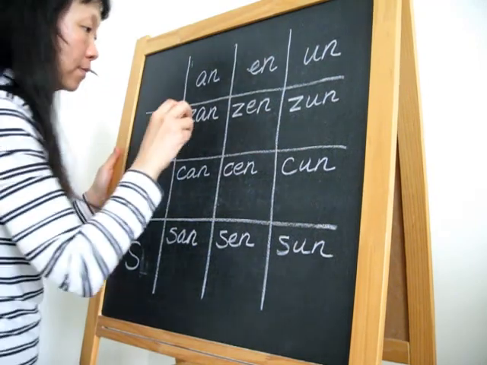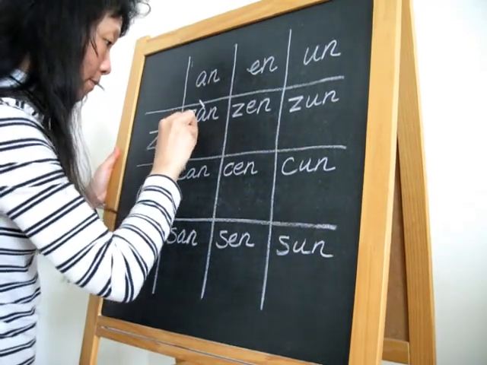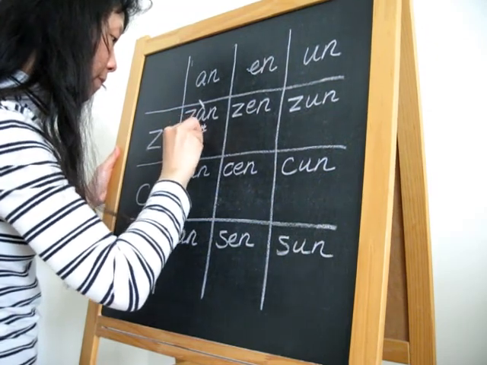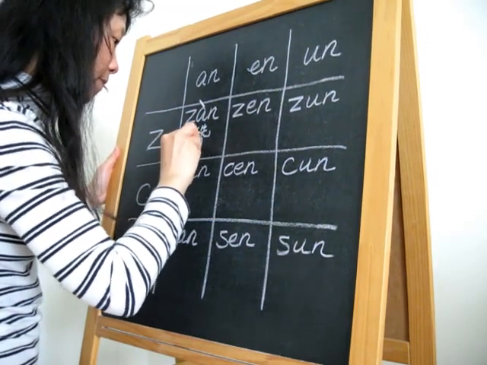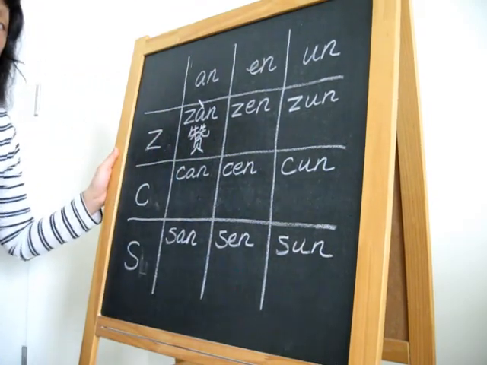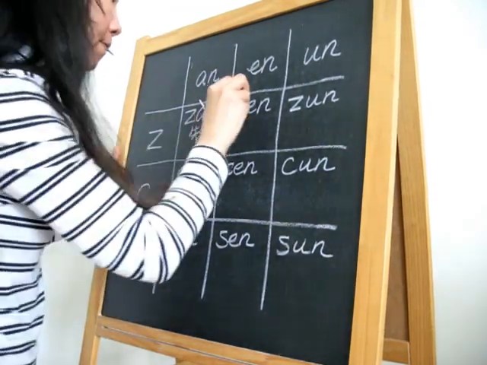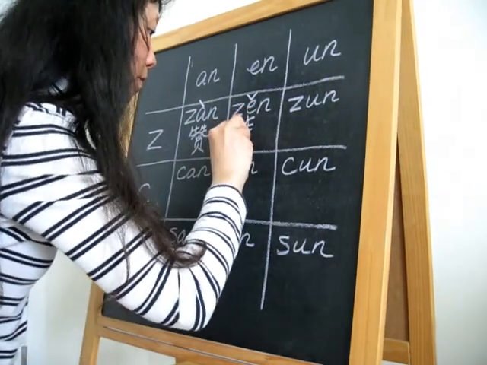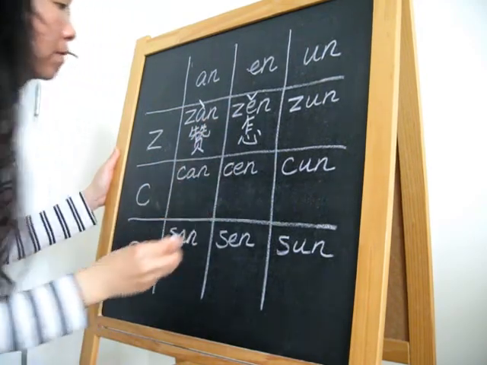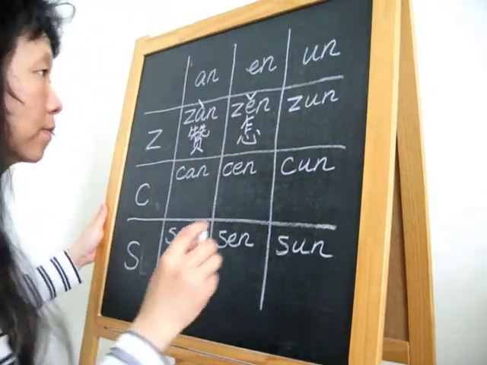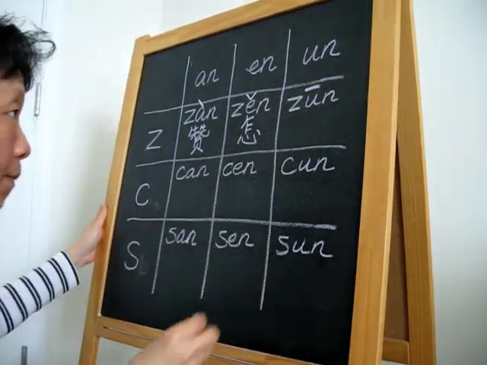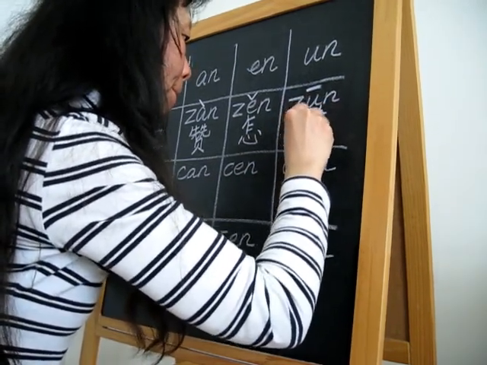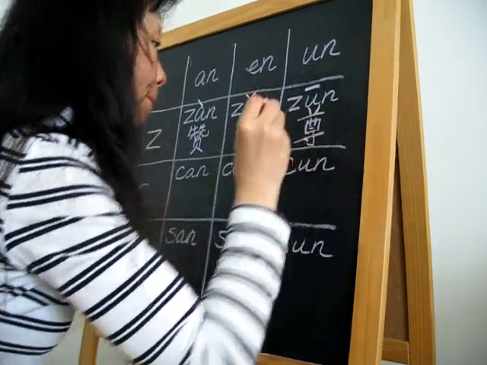Okay, let's add the tones. For the first one, we put 4th tone, zàn. This character means you give somebody a thumbs up or a like. The second one, we put zěn. This character is in the word 怎样 or 怎么, which means how. The third one, 尊. This character means respect, 尊敬.